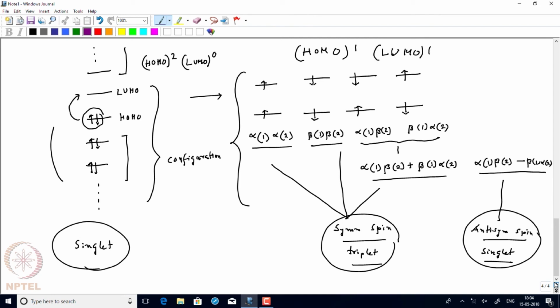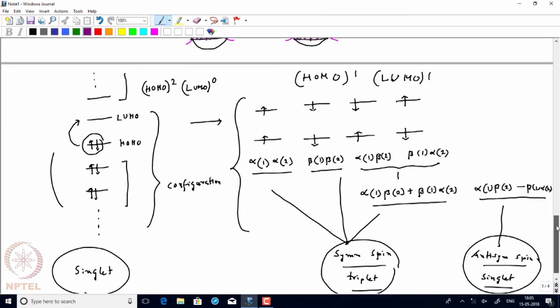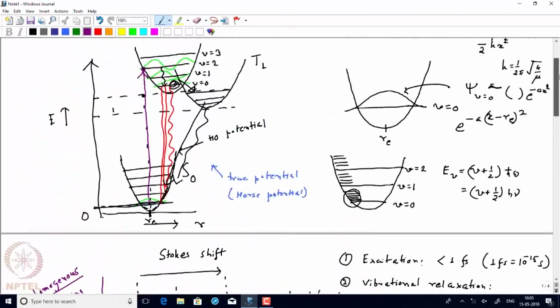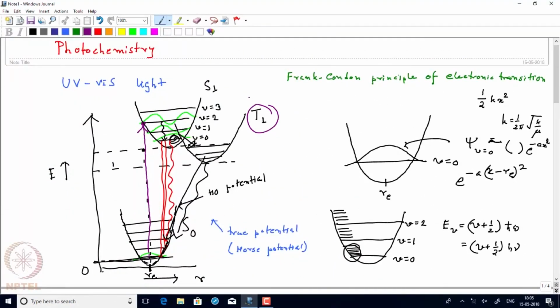So I'll have 2 times 2, or 4 combinations, and those four combinations, after we form the symmetric and antisymmetric combinations, can be grouped into 3 plus 1. Those 3 we call a triplet, which is the symmetric spin combination, and the one we call a singlet, which is the antisymmetric combination. So I will have a singlet state and a triplet state, but usually the triplet is lower in energy than the singlet state, the way we have drawn it. This is the excited triplet, this is the excited singlet, and this is the ground singlet.